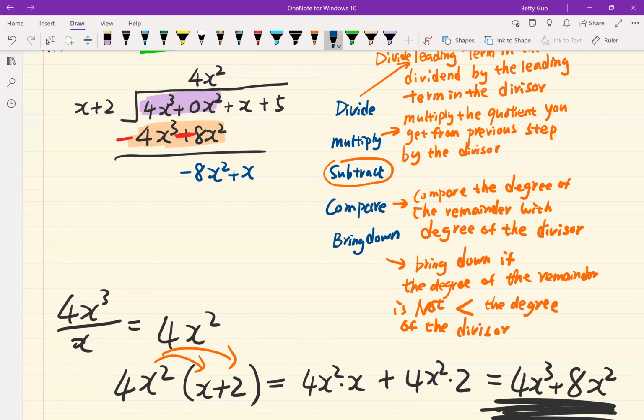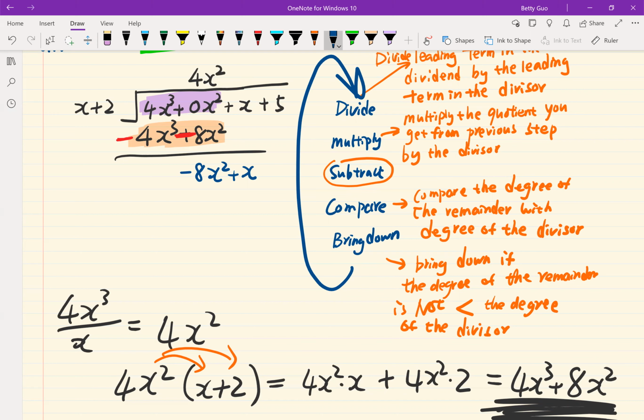So we have a blue binomial here, which I wrote in blue: negative 8x squared plus x. That is going to be the new dividend. And we are going to apply the steps another time. Sometimes we might need a few rounds. In this case, obviously one round is not enough. Let's see how many rounds we need to apply.